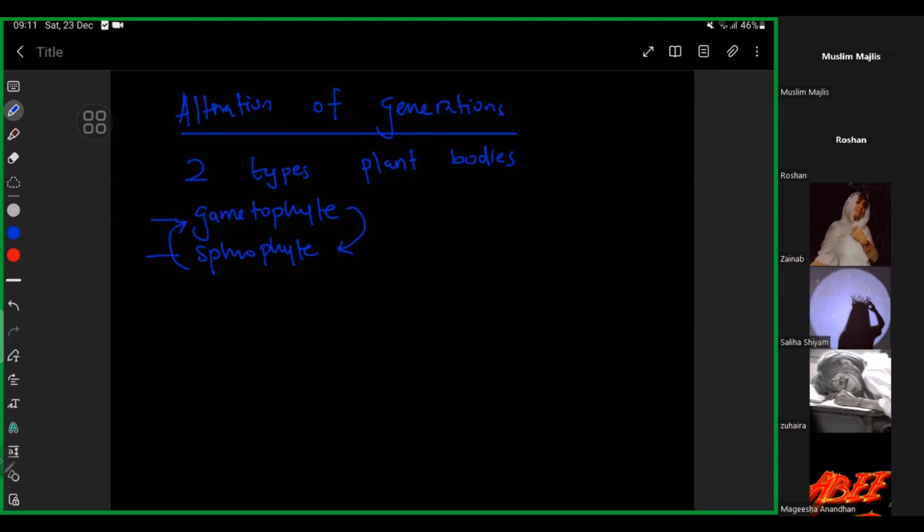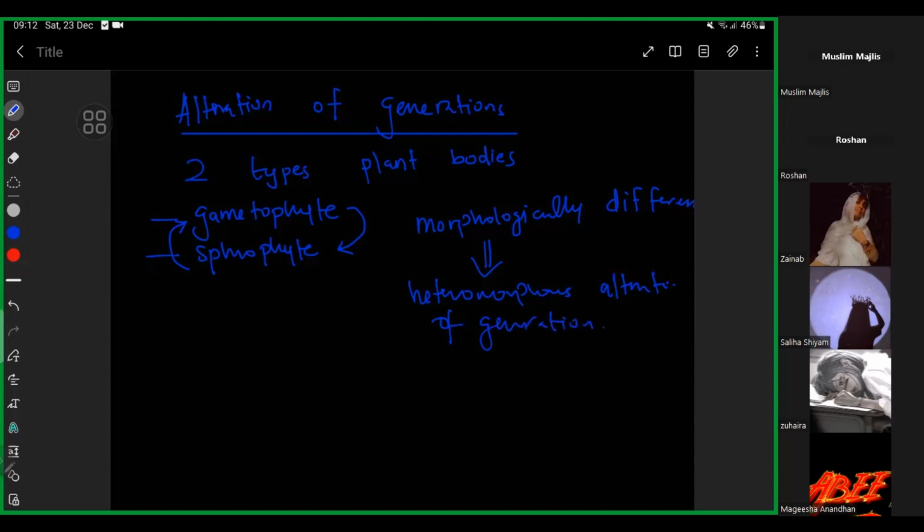Okay, most of the plants show this ability. So we say that the gametophyte and sporophyte are morphologically different. Morphologically different means they have different types of leaves, roots, stems, and everything. So we say that this is heteromorphous alternation of generations, right?